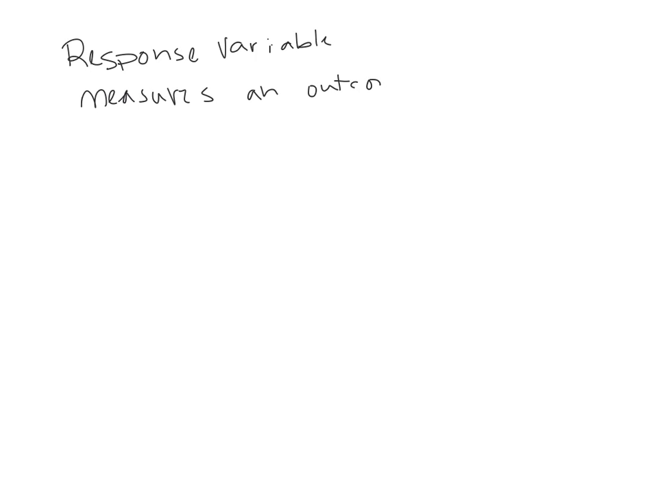Okay, today we're going to look at 3.1 notes, scatter plots and correlation. So first, let's look at the response variable. It measures an outcome of a study. It's the y variable. So also the dependent variable, if you think of it in terms of algebra.